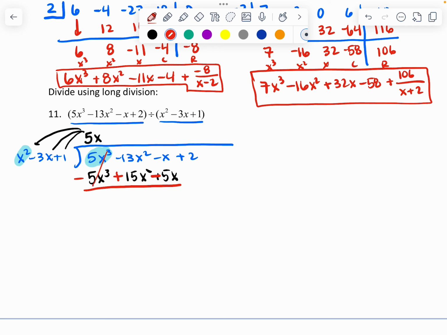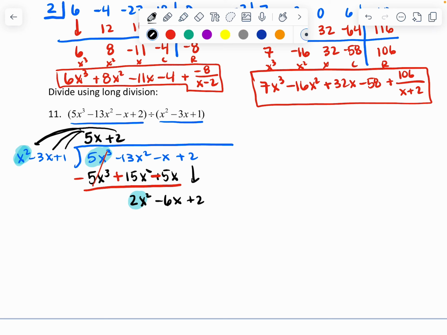Okay, so these cancel. So then we're going to get negative 13x squared plus 15x squared is 2x squared. And then negative 1x minus 5x is negative 6x. And then we're going to bring down the 2. And we're going to do it again. Okay, what do I need to multiply x squared by to get 2x squared? Well, that's times 2.